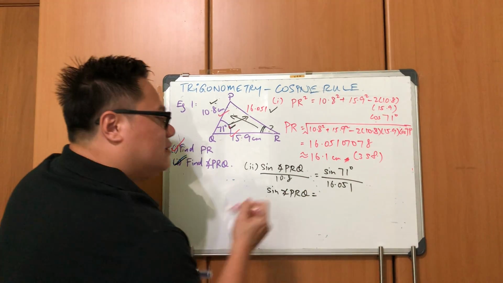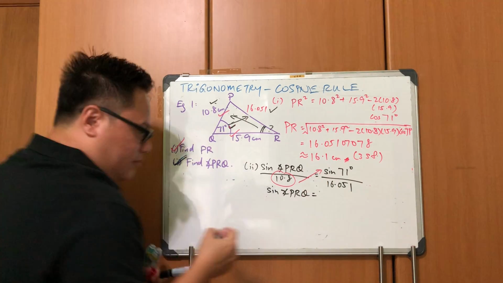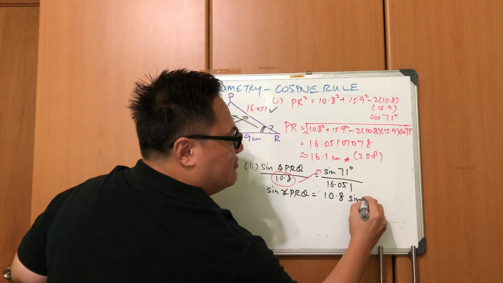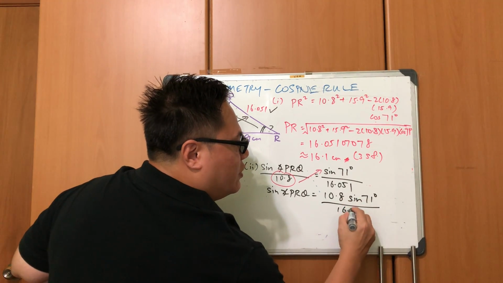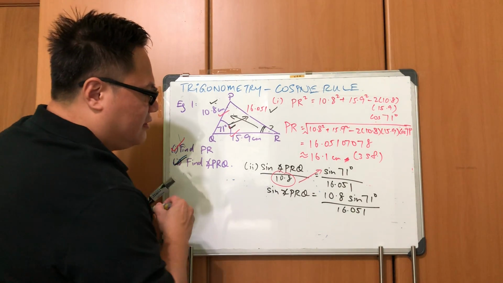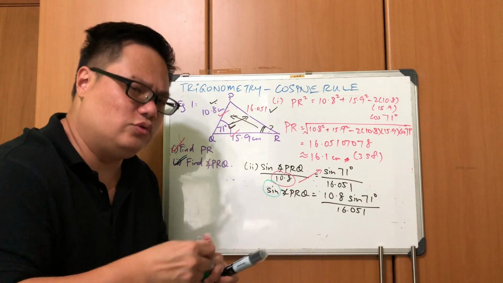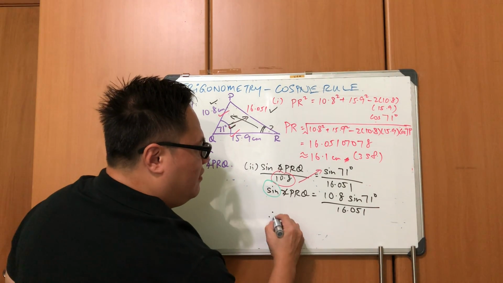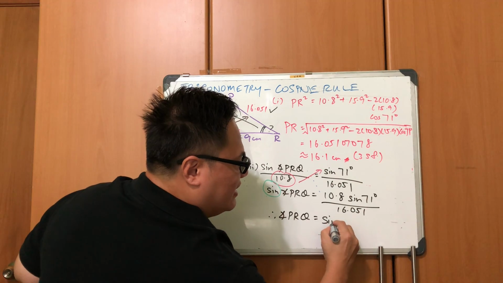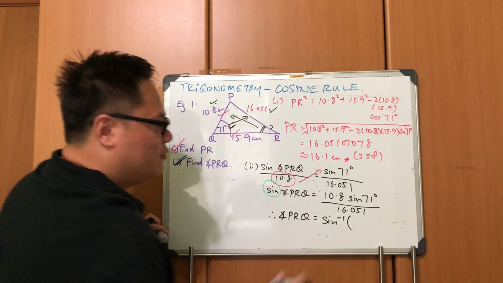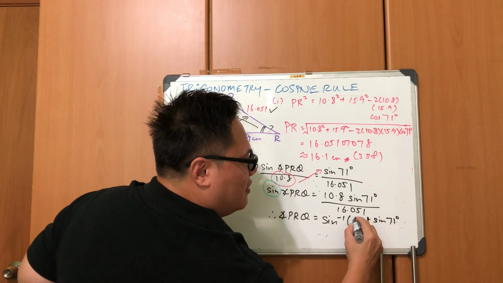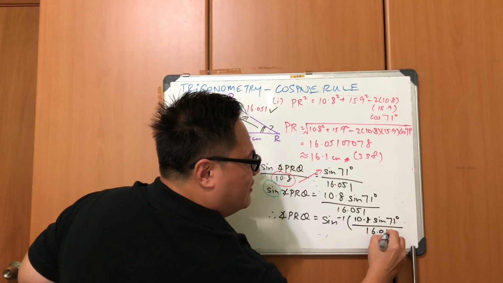Also from here, sine angle PRQ equals to, I can bring this 10.8 up here. So it's 10.8 sine 71 degrees over 16.051. How do you get rid of the sine here? In Sec 2, recall, how do you get rid of the sine? Therefore, angle PRQ becomes sine inverse, shift inverse. When you want to find an angle, always sine inverse of 10.8 sine 71 degrees over 16.051.